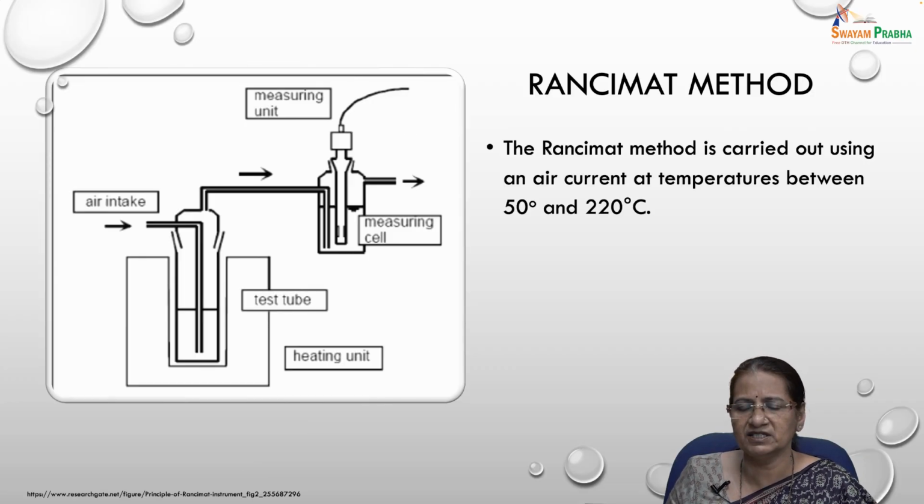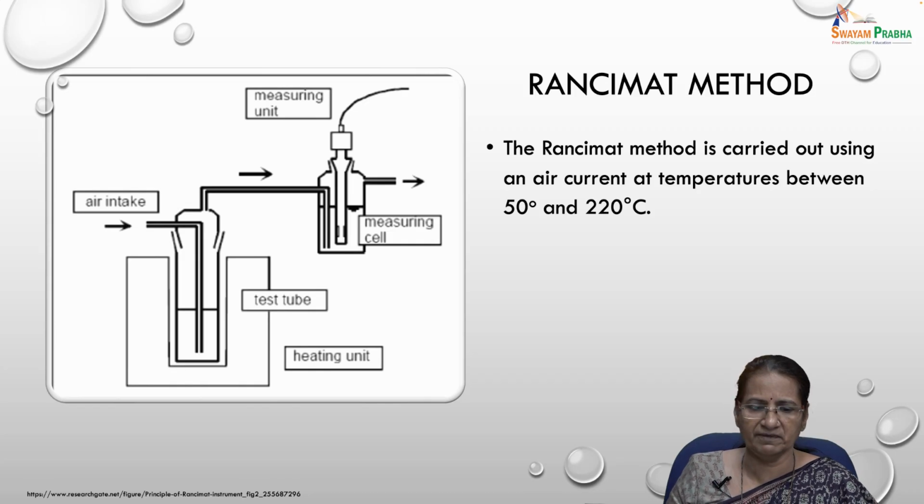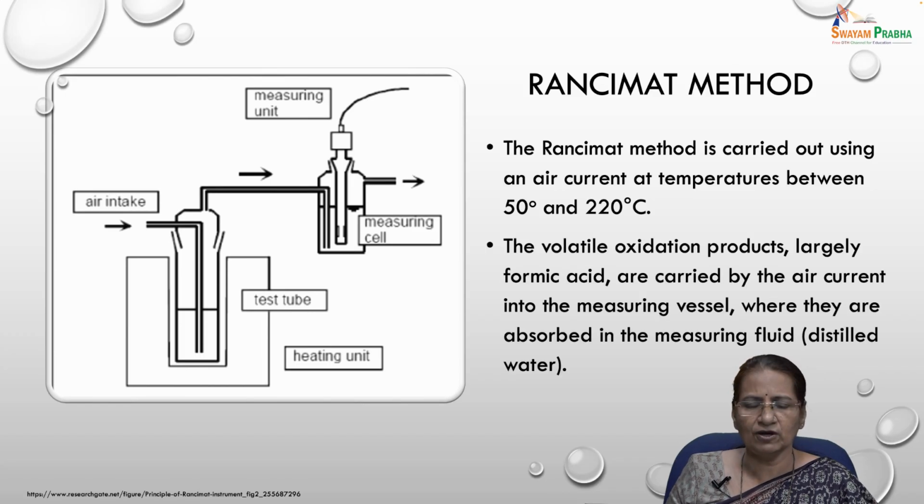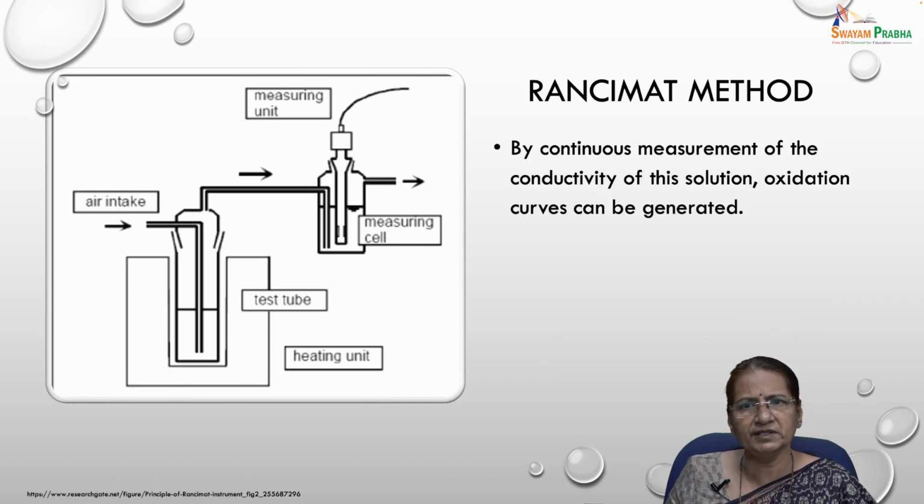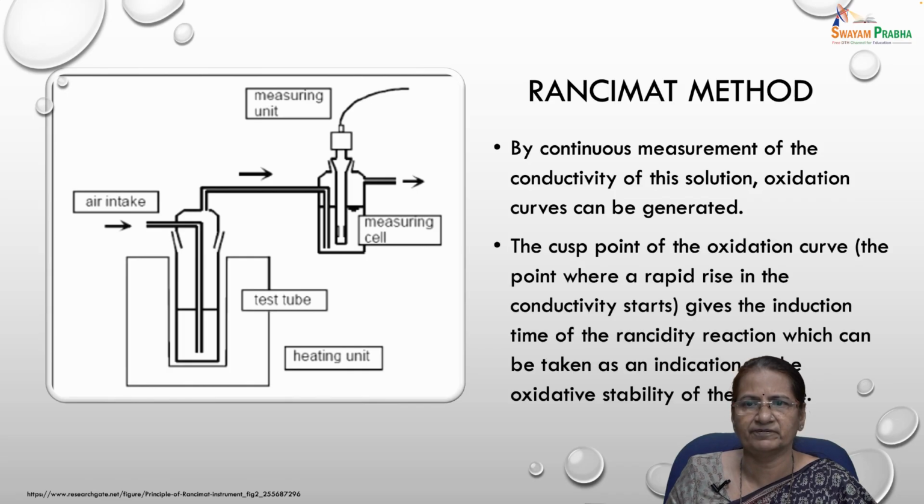Now, this Rancidity method is carried out using an air current at temperatures between 50 to 220 degrees centigrade. The volatile oxidation products, largely formic acid, are carried by the air current into the measuring vessel, where they are absorbed in the measuring fluid or in the distilled water. By continuous measurement of the conductivity of this solution, oxidation curves can be generated. The cusp point of the oxidation curve, that is the point where a rapid rise in conductivity starts, gives the induction time of the rancidity reaction, which can be taken as an indication of the oxidative stability of the sample.